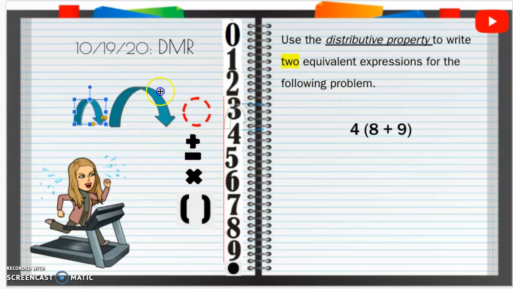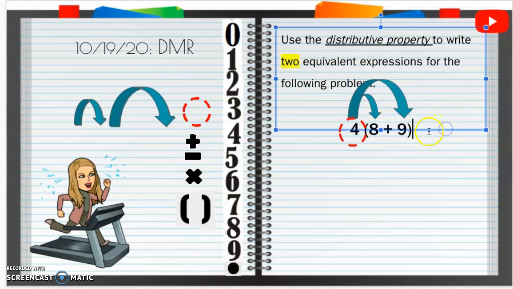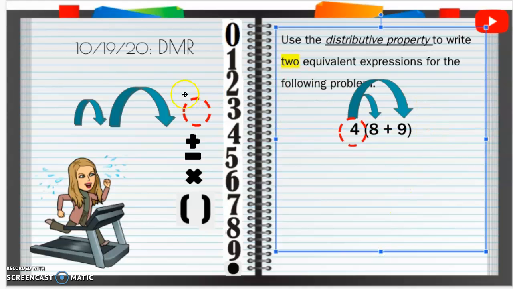So first we're going to circle the number in front of the parentheses. Well, the 4 is in front of the parentheses. Perfect. Now this 4 is being distributed or multiplied to each number inside the parentheses. So I'm going to put my arrows here. Alrighty, so what we have, I'll make this a little bigger. You can also use these numbers if you'd like to. I'm going to type it so it's a little more neat.